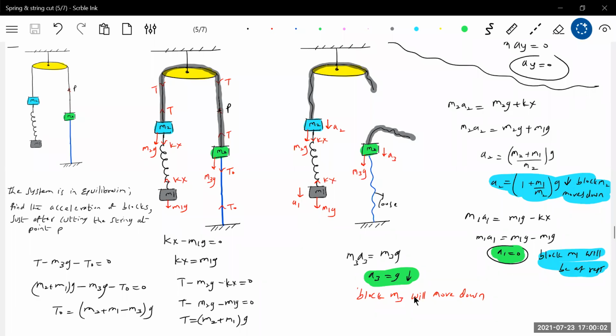Sir, here T naught will be greater than T, or T will be greater than T naught? Check it here. T should be greater than T naught, no? Mathematics, check it. Okay.